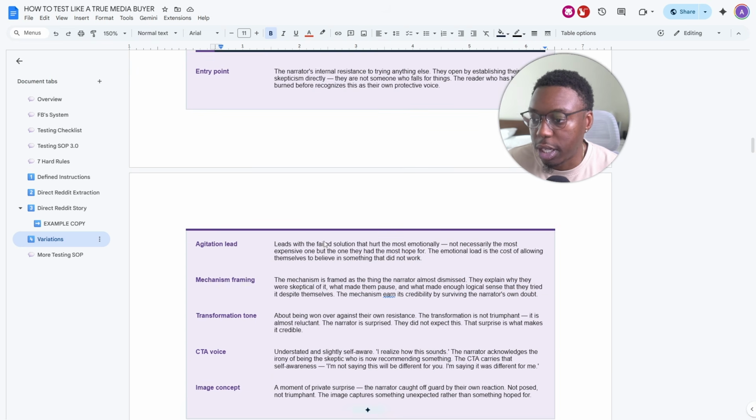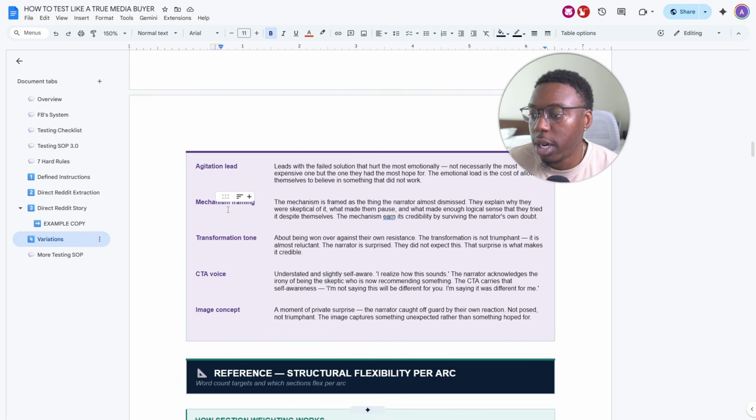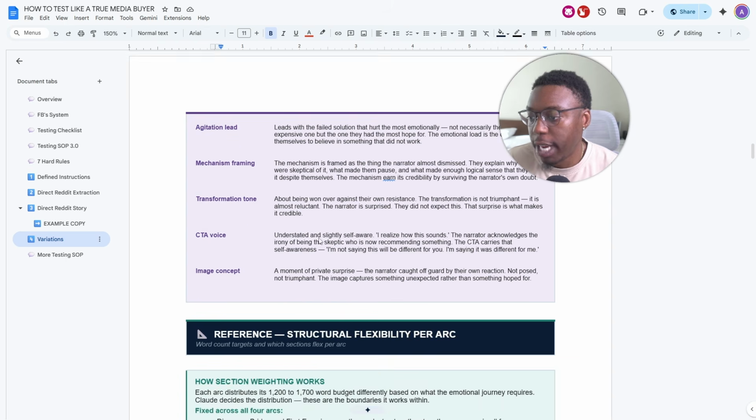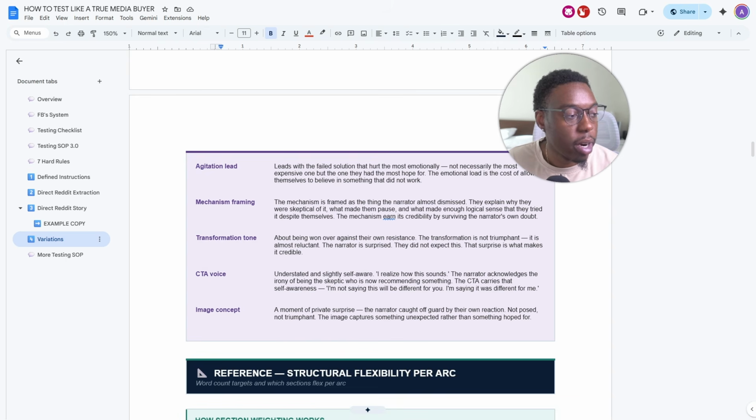So this is going to be leads with failed solution that hurt the most emotionally, not necessarily the most expensive one, but the one that they had the most hope for. The mechanism is framed as a thing the narrator almost dismissed. All right, so these are going to be the 4 that we're going to create here and have 5 in total.